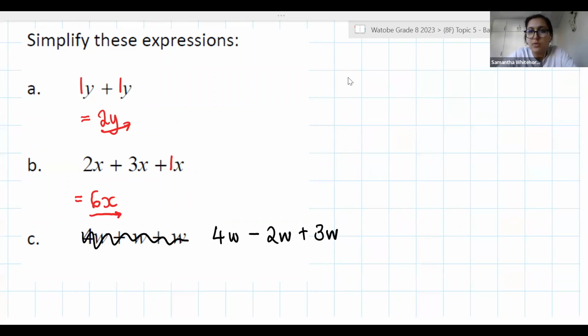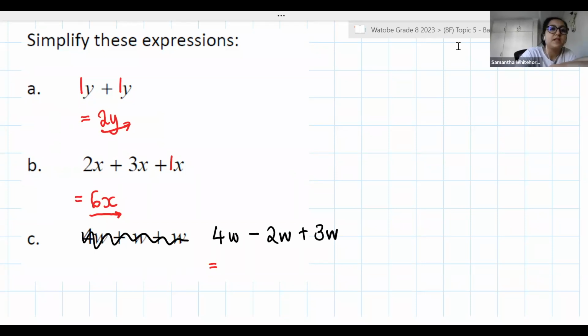Mohau, would you like to help me with C? Yes, I think the answer for C, when you're doing it, it's 4W minus 2W plus 3W equals to... Mohau, sorry, I didn't hear your answer. What is it equal to? It's equal to 5. 5. Good, well done.